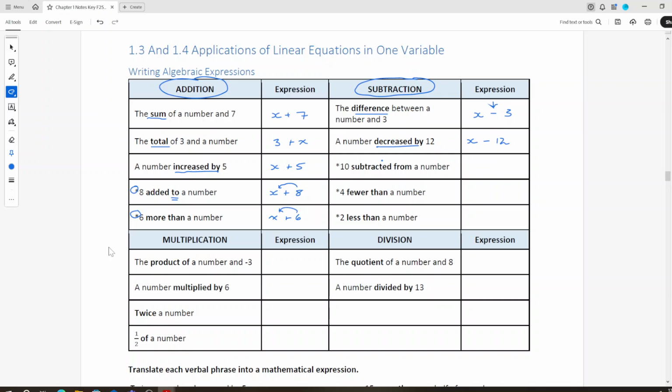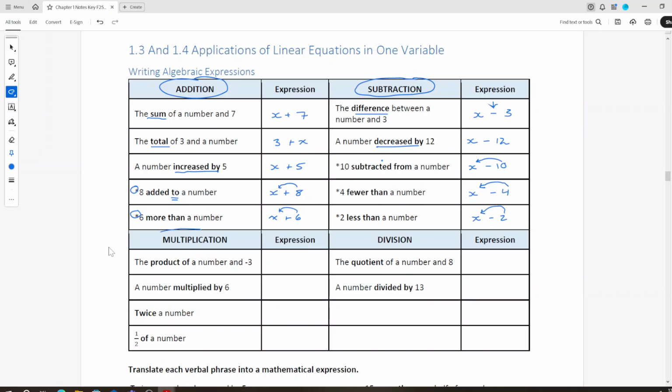Then we get to these 3 that have stars. So these are going to show you that it's an action happening too. In the first one, we've got 10 subtracted from a number. 4 fewer than a number. And lastly, 2 less than a number would be written like this. So the ones with asterisks, just watch the order when you're writing them.